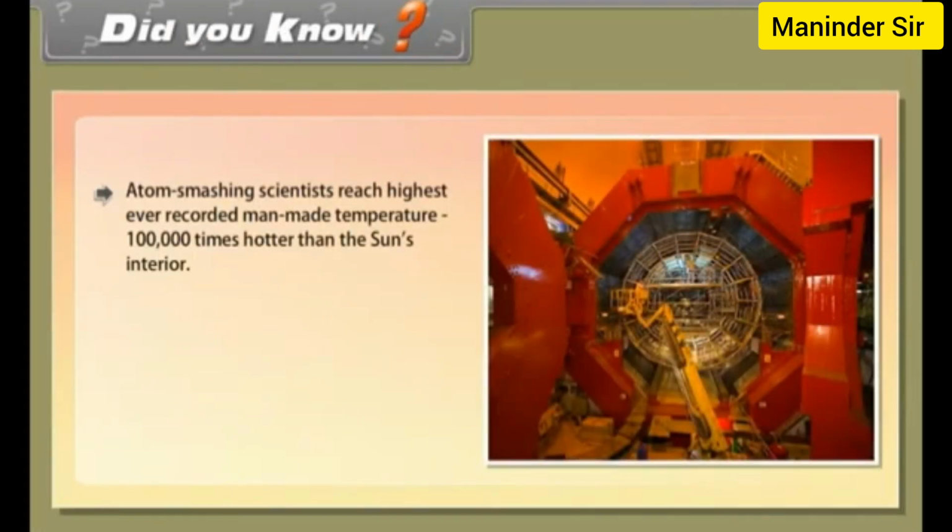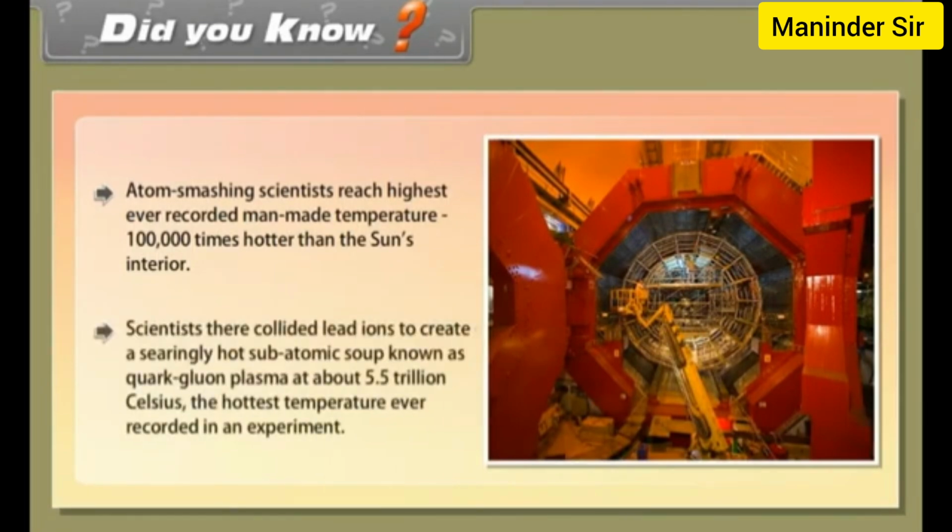Did you know? Atom-smashing scientists reach the highest ever recorded man-made temperature, 1 lakh times hotter than the sun's interior. Scientists there collided lead ions to create a searingly hot subatomic soup known as quark-gluon plasma at about 5.5 trillion degrees Celsius, the hottest temperature ever recorded in an experiment.